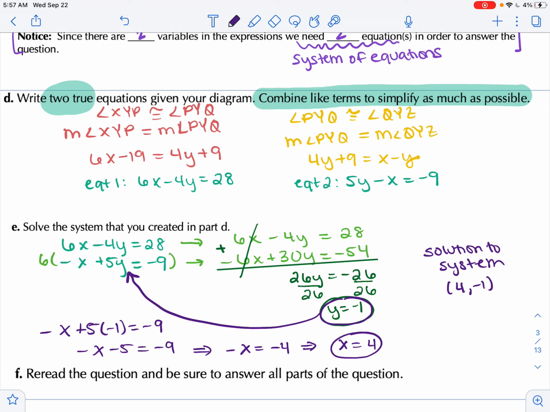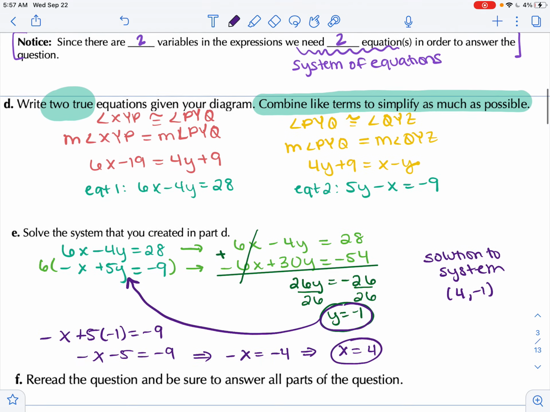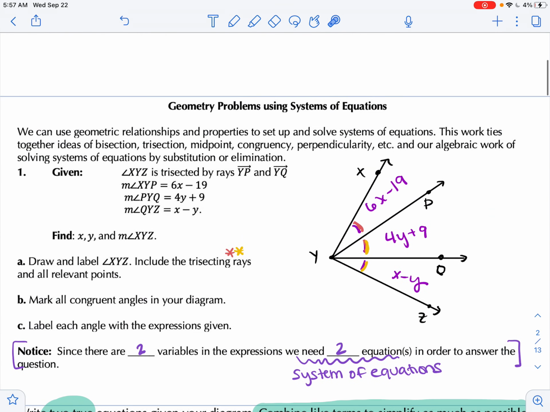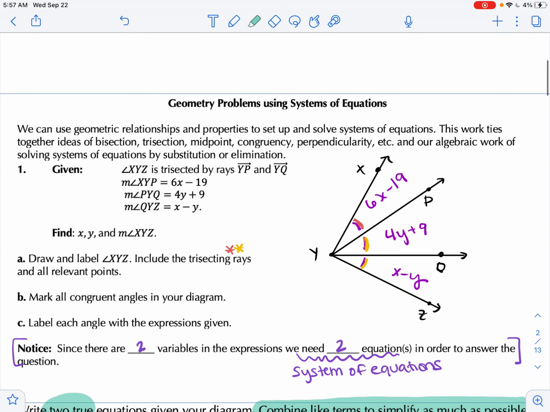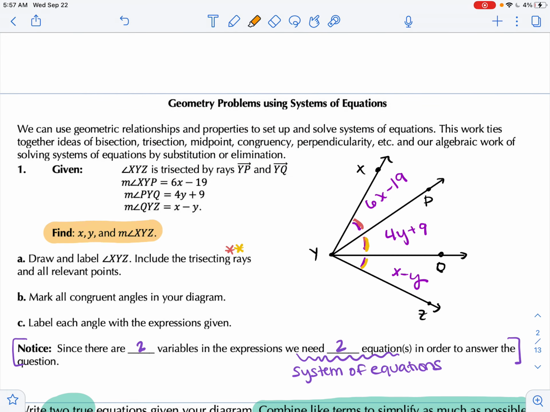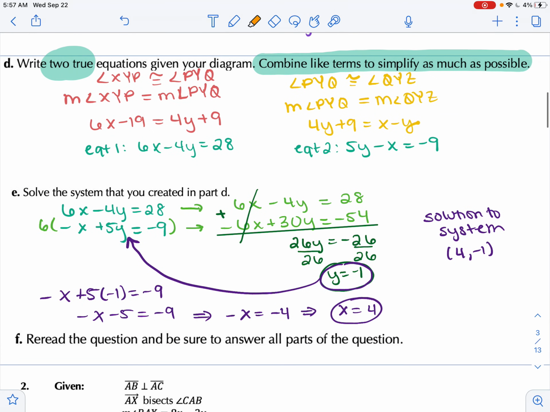Now it's really important to make sure we don't get lost in the math, lost in the algebra and away from the geometry in the question that was asked. So part F says reread the question and be sure to answer all parts of the question. So back up here, we were asked to find x, y, z, and the measure of angle XYZ. So I already have x, I already have y. So x equals 4, y equals negative 1.